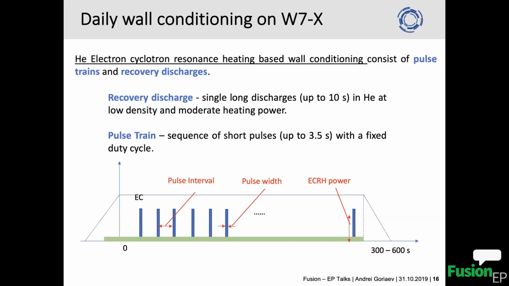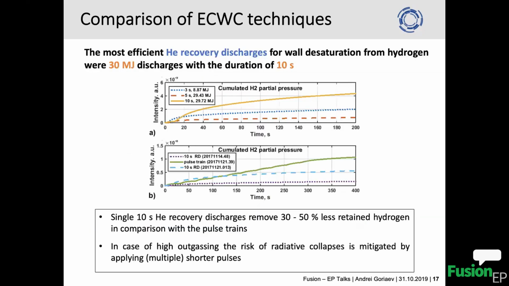Yeah, just coming back to my slides. So we try to understand what is better: single recovery discharges or pulse trains, the sequences of short pulses which we can apply. In the next slides, we have some results. We use the mass spectrometer accumulated pressure as the measure.